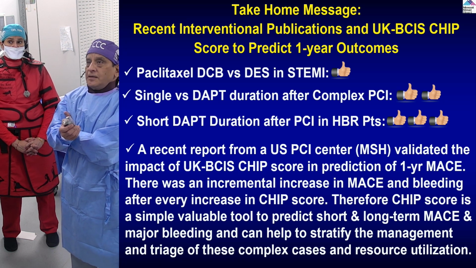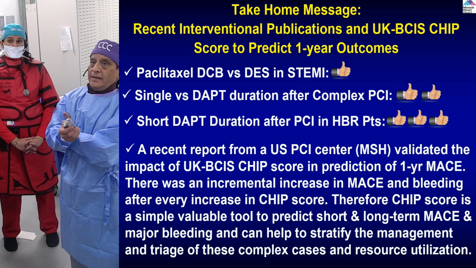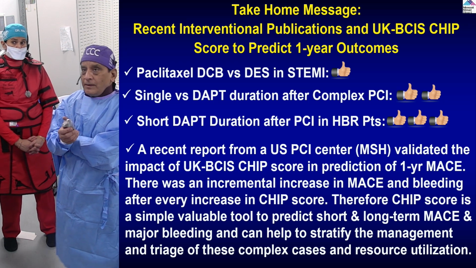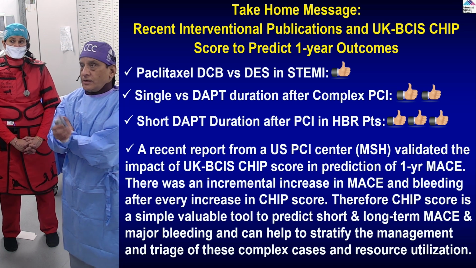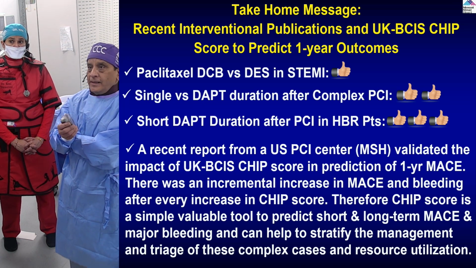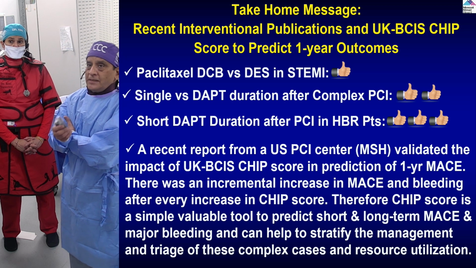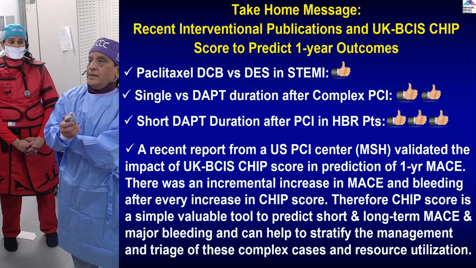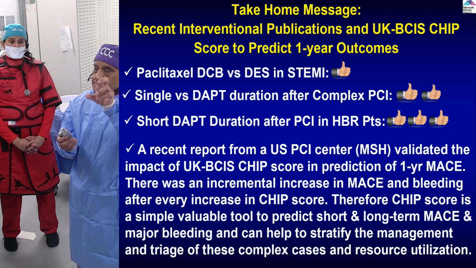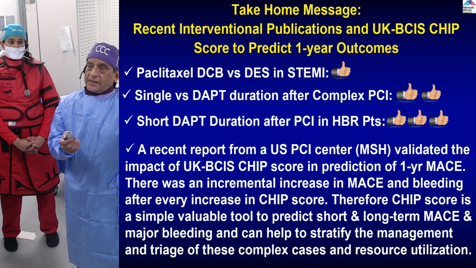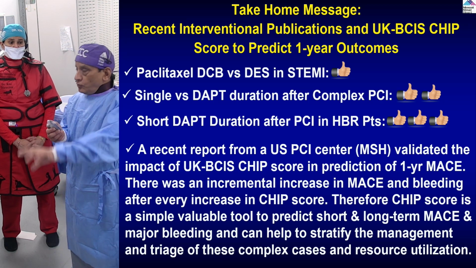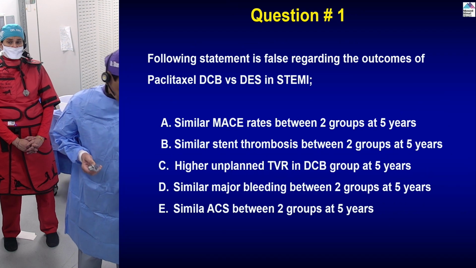There was an incremental increase in MACE and bleeding after every increase in CHIP score. Therefore, the CHIP score is a simple, valuable tool to predict short and long-term MACE and major bleeding, and can help to stratify the management and triage of these complex cases and resource utilization. We are planning to use this score in our cath lab report generation, so it may justify a patient needing to be admitted overnight for 2 days, and so we'll use this in our practice soon.